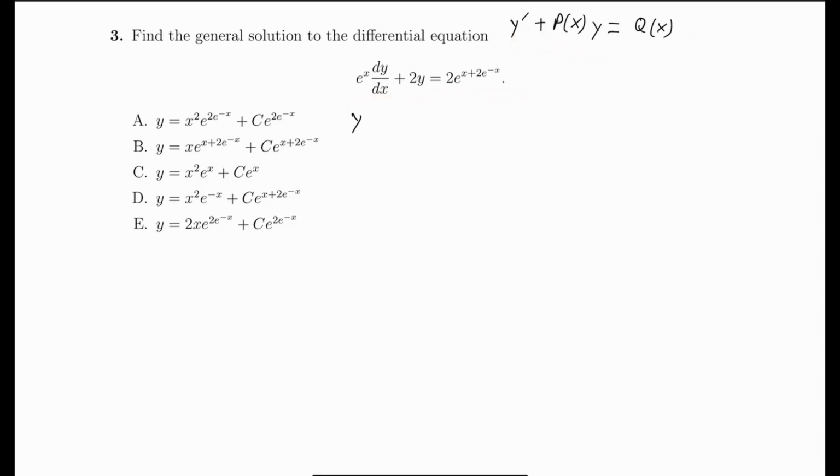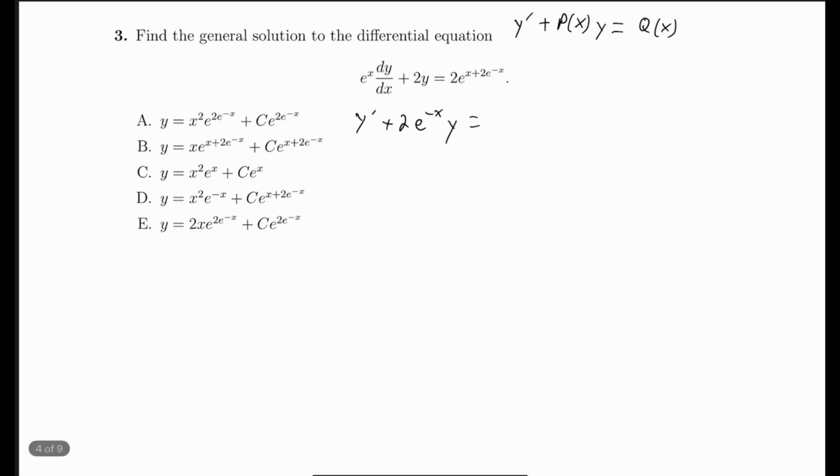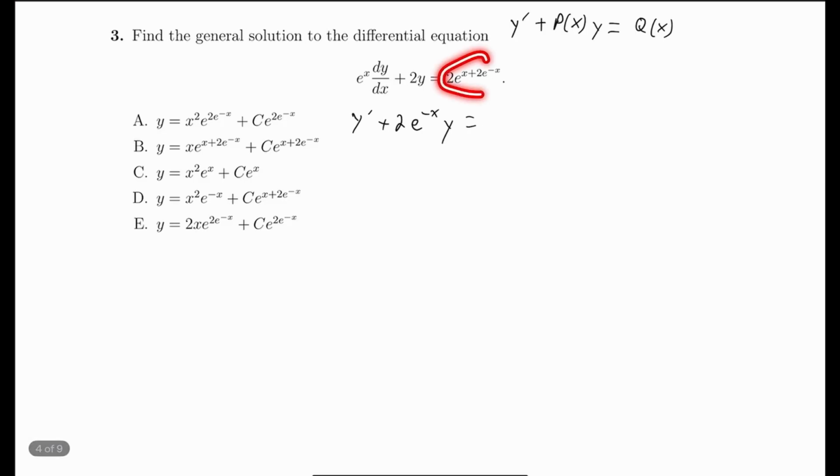So I'm going to rewrite dy/dx as y prime just to keep it a little bit cleaner. So y prime plus, I'm going to write this as times e to the negative x. It's all the same. This will just keep things cleaner. And then before we multiply on this right-hand side, I'm going to rewrite it, I guess. So 2e^x plus 2e^(-x) can also be written as 2e^x times e^(2e^(-x)).